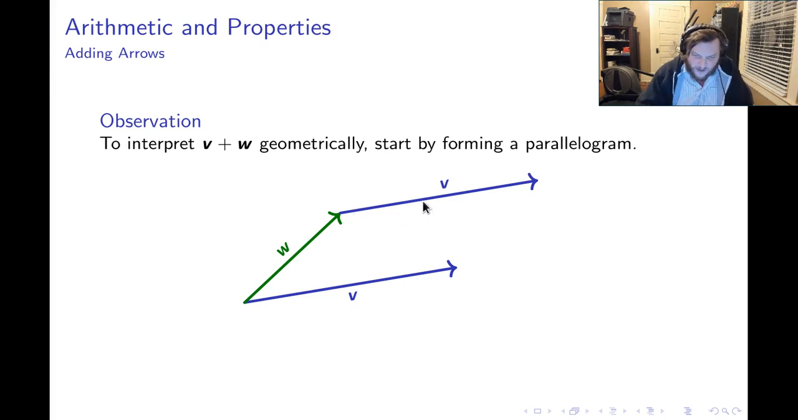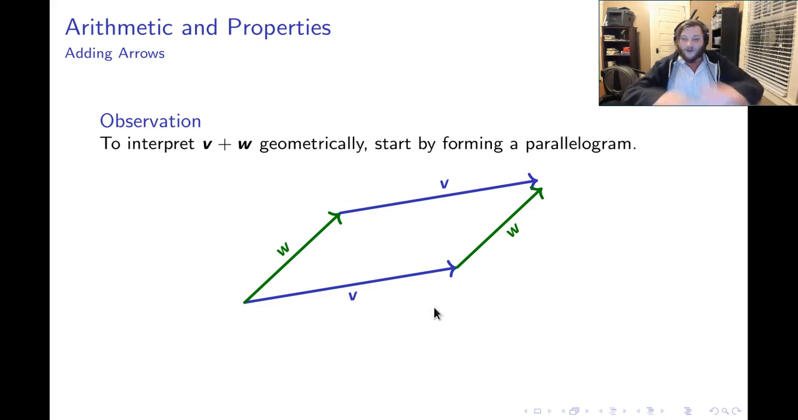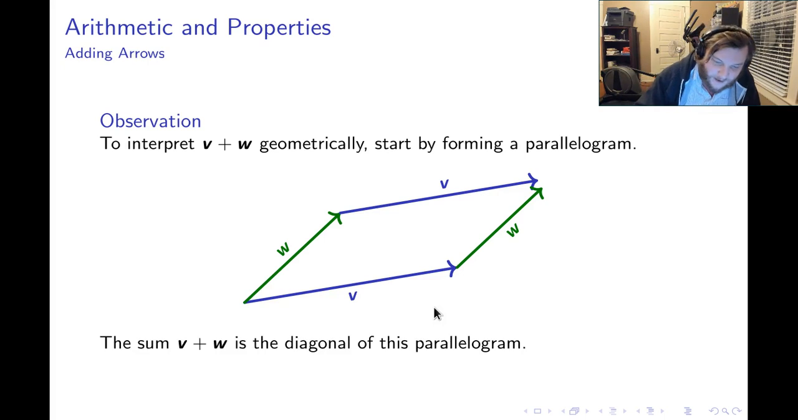Well, I want to put another copy of this vector v in the figure in such a way that it emanates from the tail of w. And then I want another copy of w positioned in such a way that it emanates from the tail of the original v. So now I'm looking at a parallelogram. Here's a cool interpretation of vector addition. Vector addition, so the sum of v and w, turns out to be the diagonal of this parallelogram.